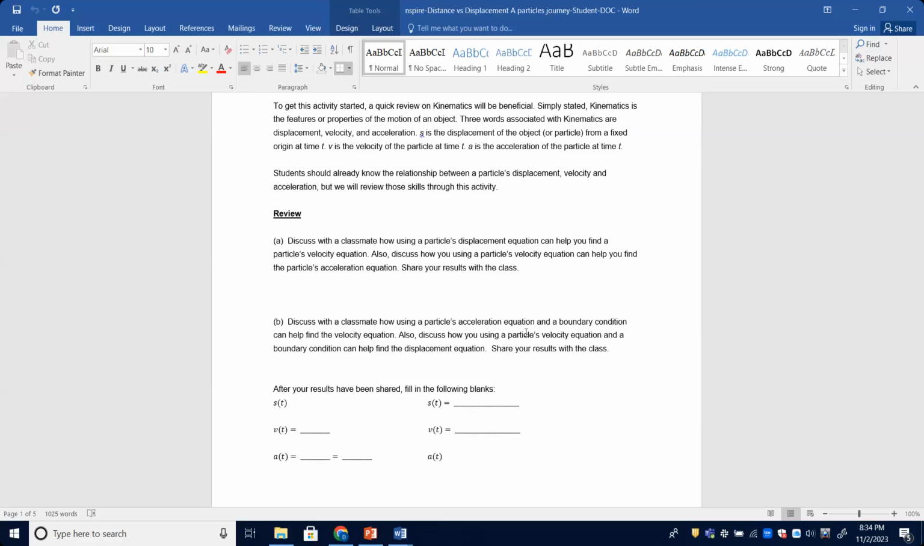But in this activity, we start off with review discussion questions. Discuss with a classmate how using a particle's displacement equation can help you find the velocity. So we're starting with displacement and then going to velocity and then acceleration. And then part B is going in the reverse process. If we start with acceleration, how can we find velocity?